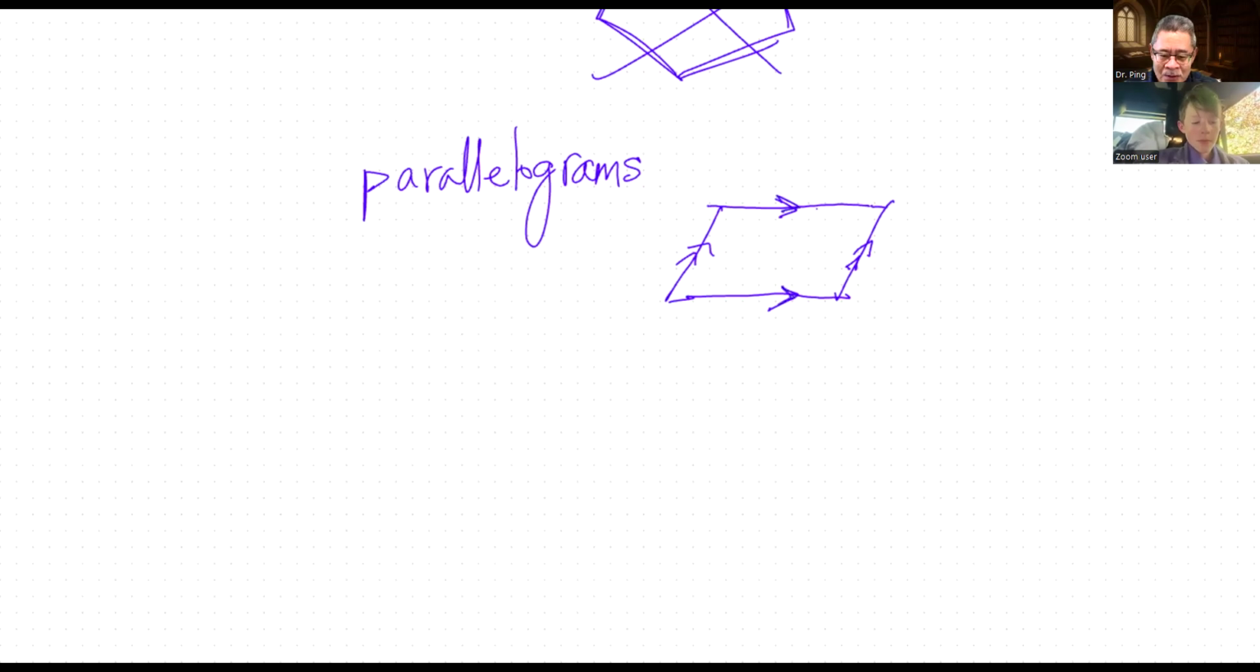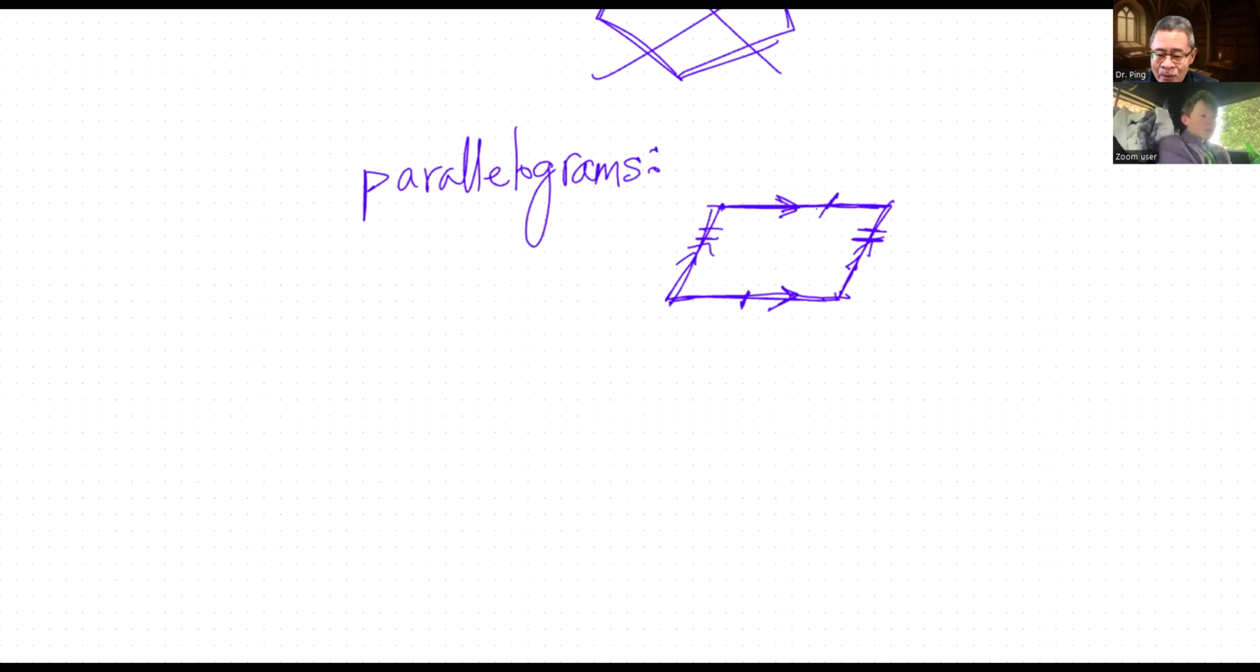This side and this side are parallel, and this side and this side are parallel. So that's the definition. Well, then with the definition, we can figure out their properties. One of them is that this side is also congruent to this side. And this side is also congruent to this side. Good. So basically, the opposite sides are equal and parallel. So that's how we define it.